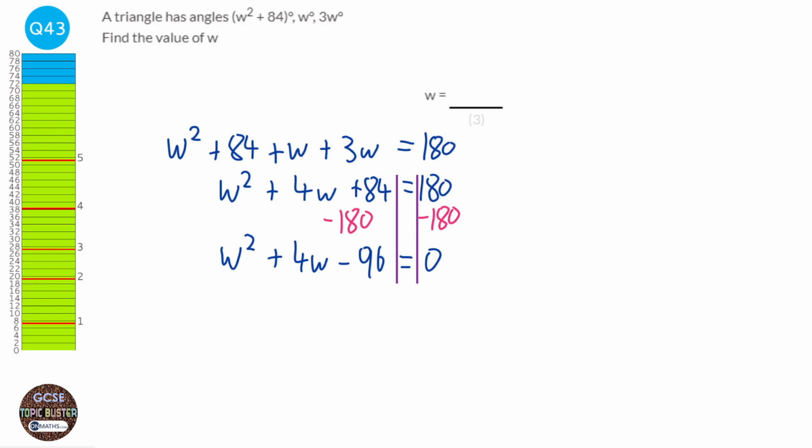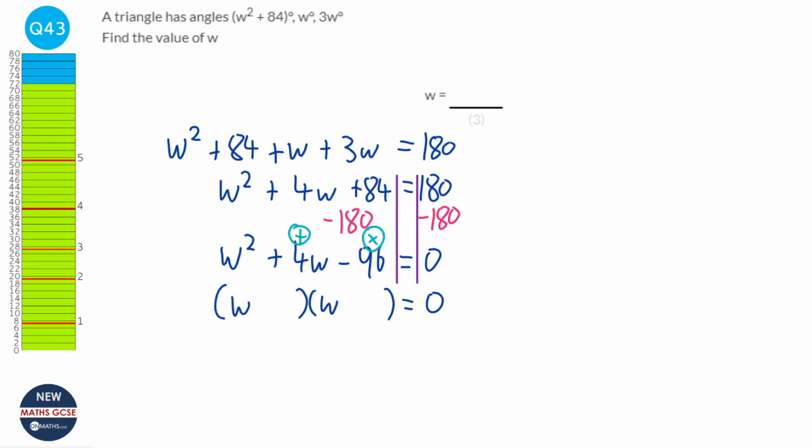So with quadratics, when we're trying to solve them, we need to put them into brackets. And to do that, we need 2 numbers that add together to make the 4 here and multiply together to make the 96 here. So just going through different numbers for 96, and you can try different ones. The first thing in the bracket would be w.